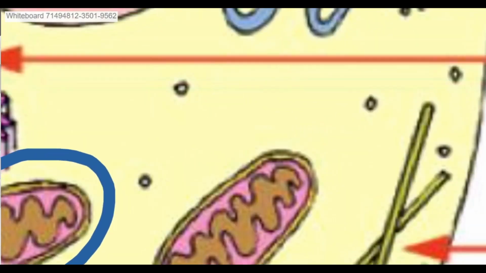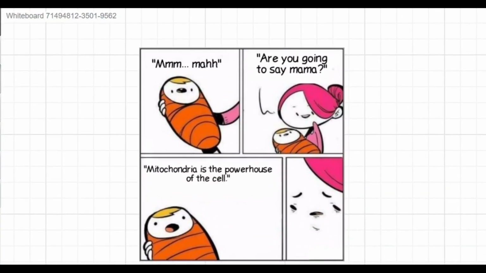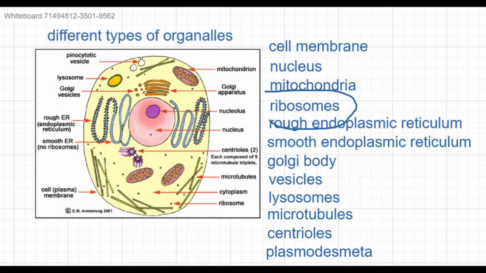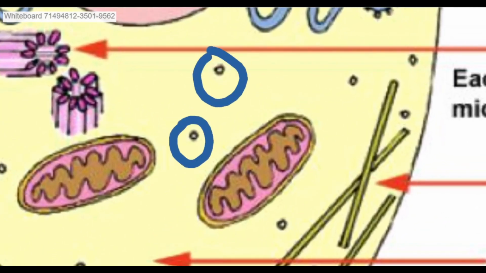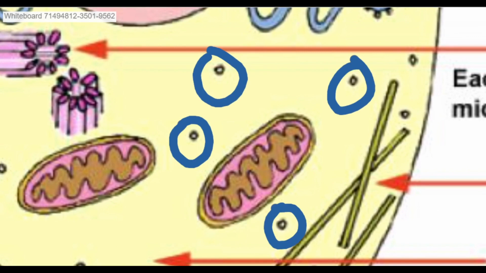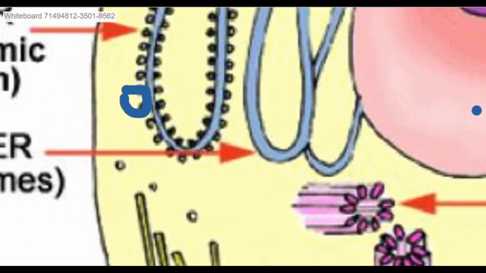Now, the main role of mitochondria is that it is the powerhouse of the cell. So mitochondria is the place for aerobic respiration, and it gives energy to all the organelles that are present inside the cell. Ribosomes are these really small organelles. So all of these dots are ribosomes, and they are also found on the rough endoplasmic reticulum.